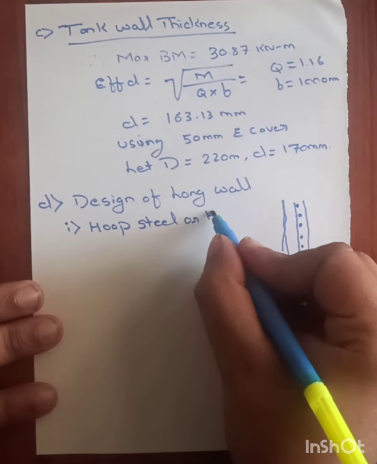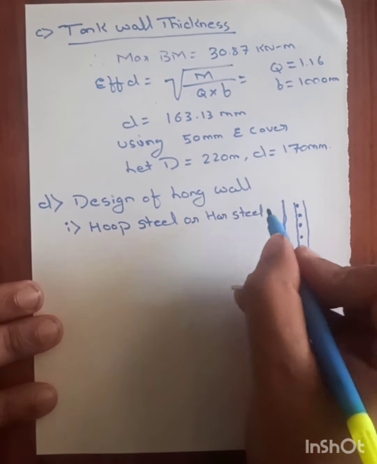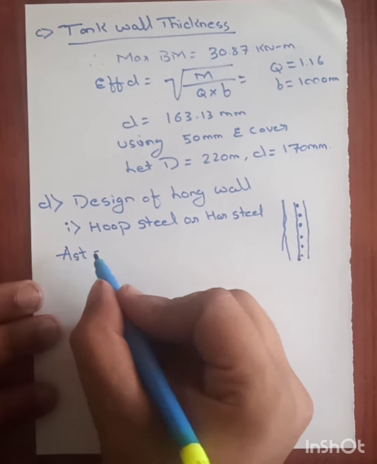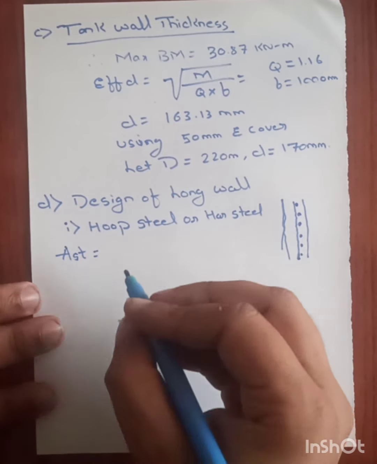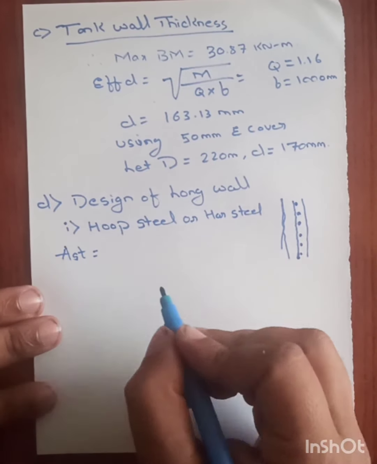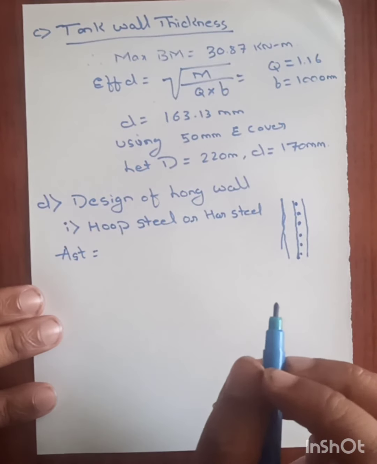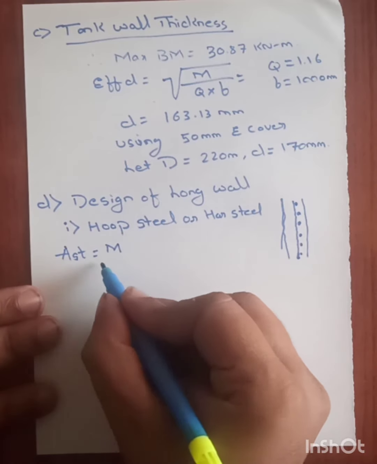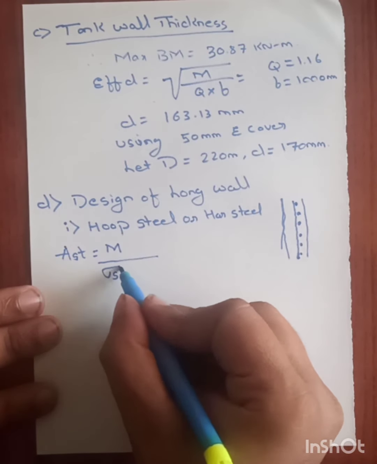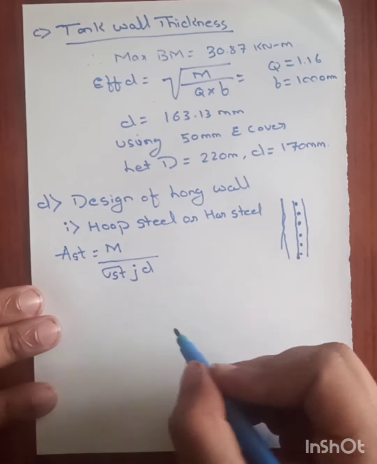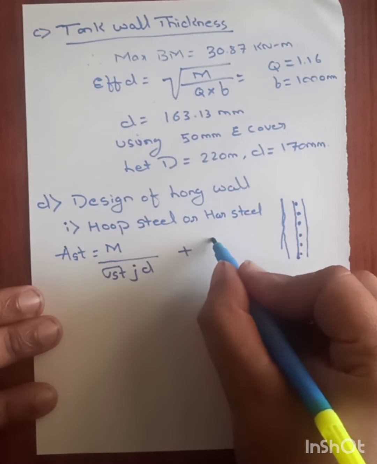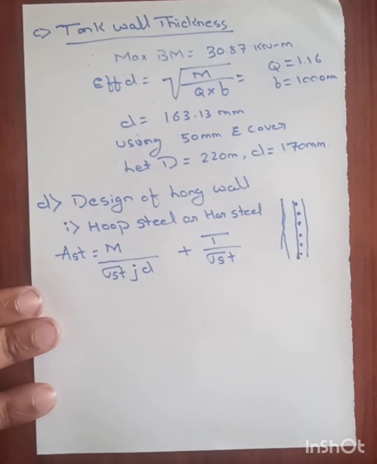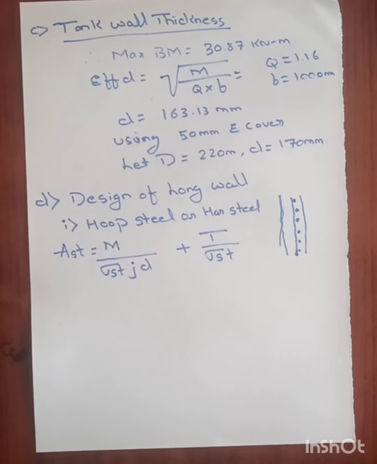Or you can say horizontal steel. Now, to find the AST, we know that it is subjected to moment as well as pull, that is tension. So for the moment we have the formula M divided by sigma st into J into D. For the pull we have the formula force divided by sigma st. So together it is the complete area of steel required.